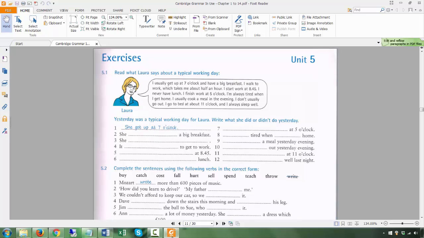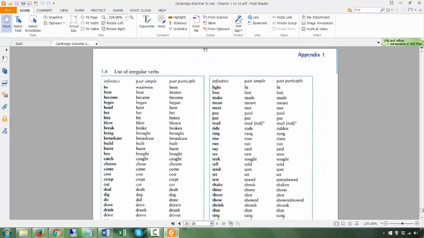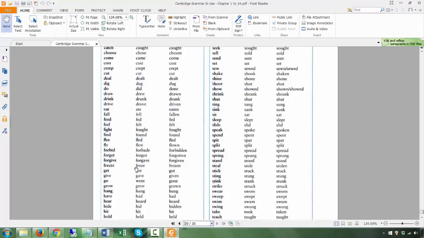Okay, get is an irregular verb. That's why you don't just put an ed. You have to go to this. Get becomes got. Okay, got.